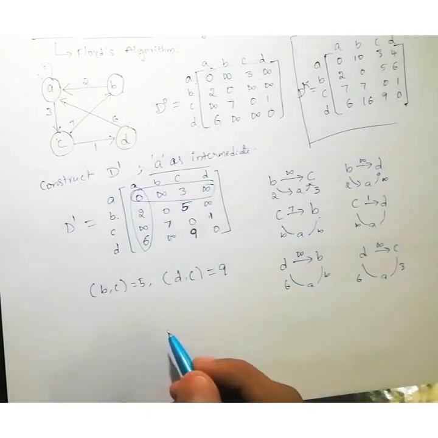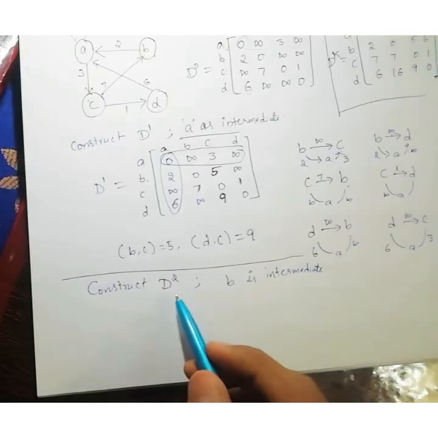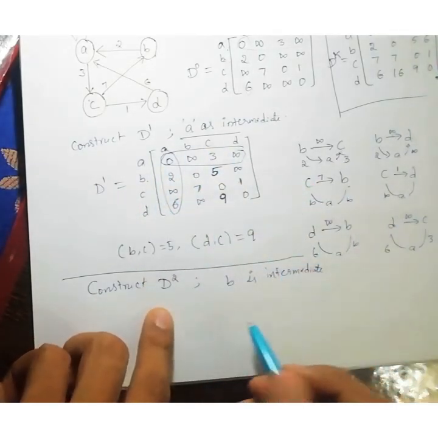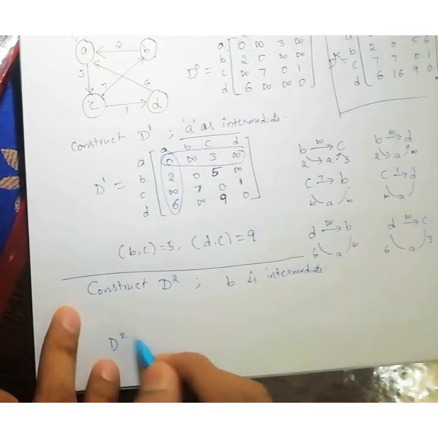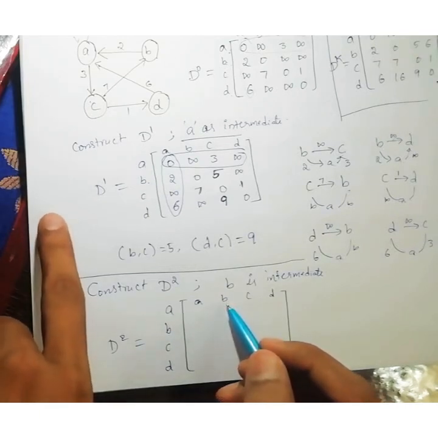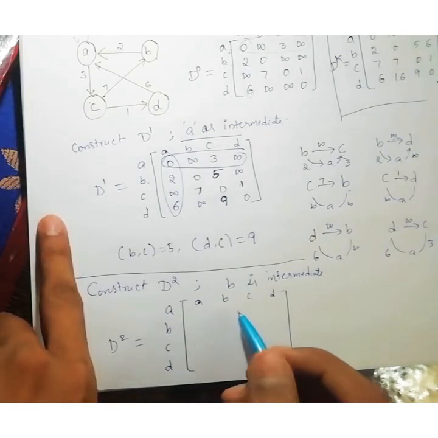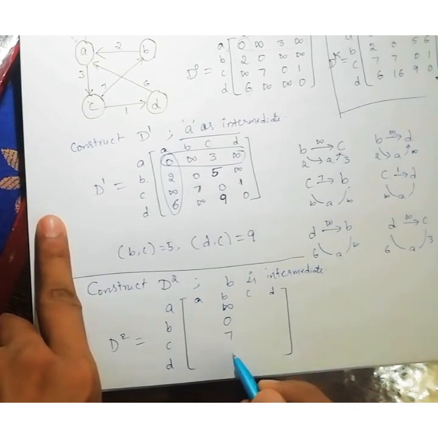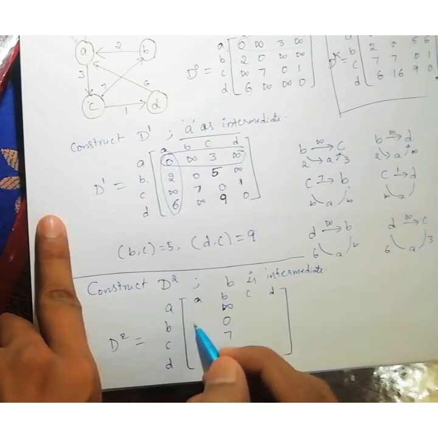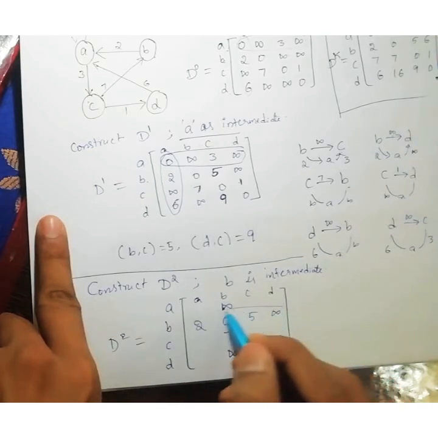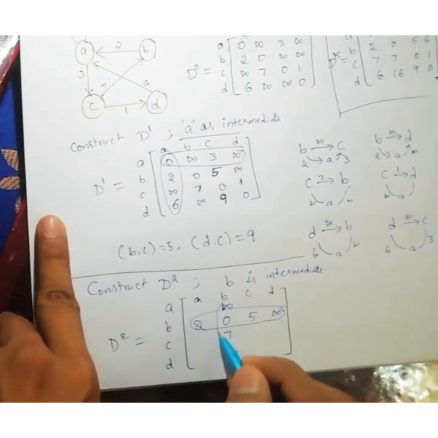Okay. That's it. So next we will construct the next matrix D2 by using D1, this matrix. So how to construct? For D2, which is the intermediate node now? B as an intermediate node. That means the row related to B and column related to B will not change. So I will write as it is, infinity 0 7 infinity. Next row related to B, that is 2 0 5 infinity. So it is not going to change. I will write as it is.